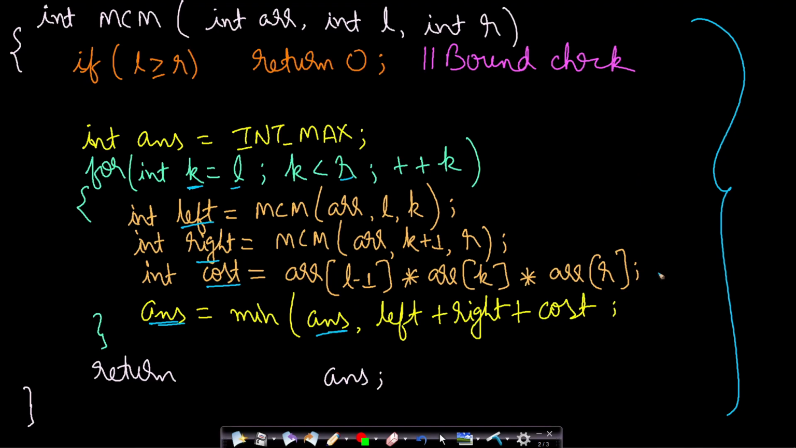So this was the optimal substructure property, because we are solving the smaller subproblems, getting the answer of the smaller subproblems in order to solve the bigger problem. Okay, now this is an exponential time complexity recursive approach. Now how do we optimize it?